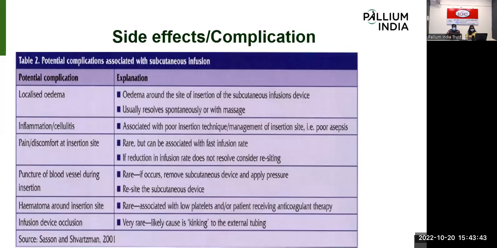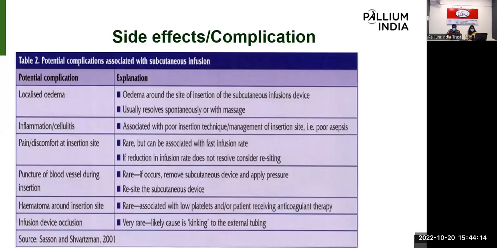Then some of the side effects and the complications I am telling. The first one, localized edema. Already I told, mild edema is normal. Suppose the edema is not subsiding, we can solve the issue spontaneously or with mild massage. Mild massage only, we can solve the problem. Second one, inflammation or cellulitis.